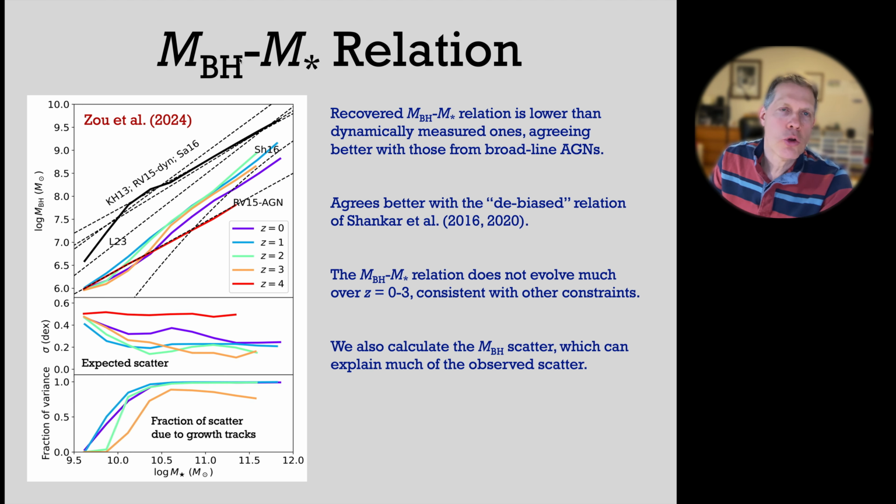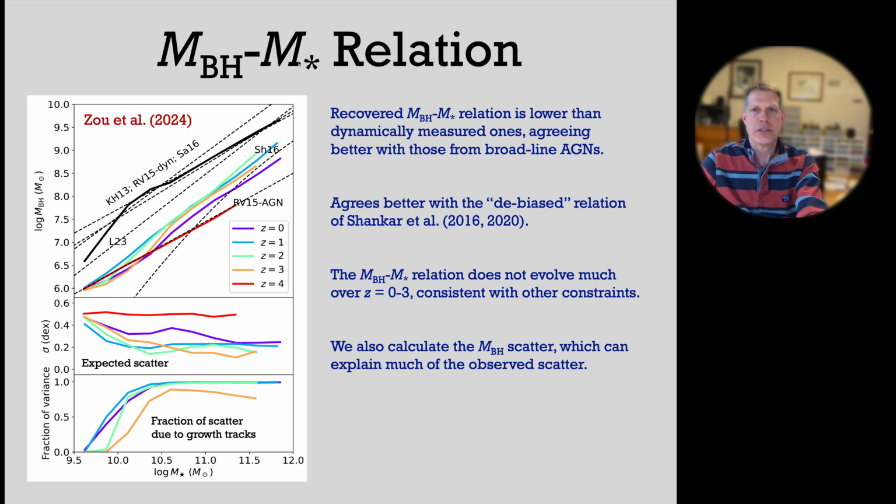We can also look at the relation between black hole mass and galaxy stellar mass. And we find that the recovered black hole mass stellar mass relation is in fact lower than the ones that are measured dynamically in the local universe. And you can see that here. Here are measurements in the local universe, and here is what our simulations predict.